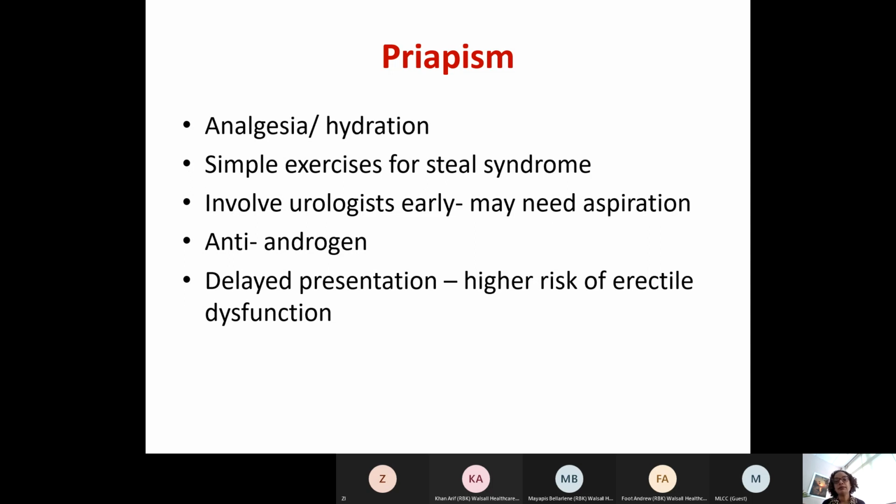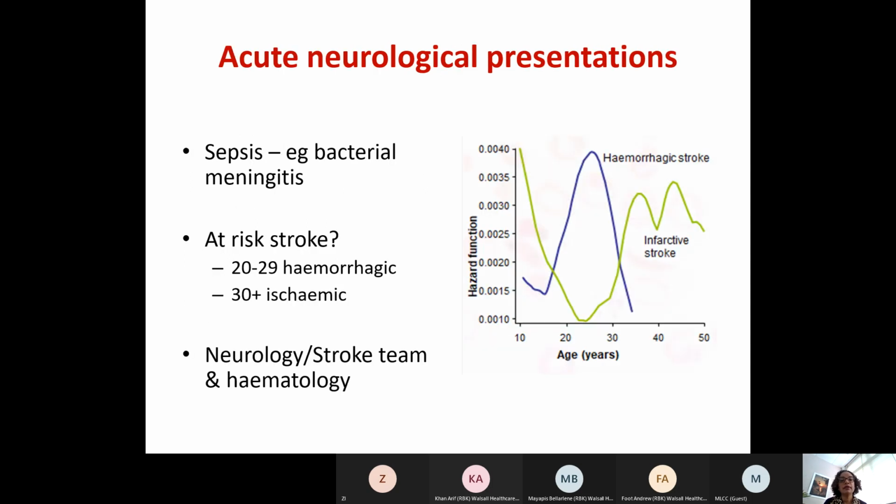The longer a priapism goes on for, the higher the chances are that they will have erectile dysfunction. And we can see that at around 12 hours of presentation, there is about a 92% chance of these young men in the prime of their lives having erectile dysfunction. So it really needs to be managed as soon as possible with the help of the urologists.